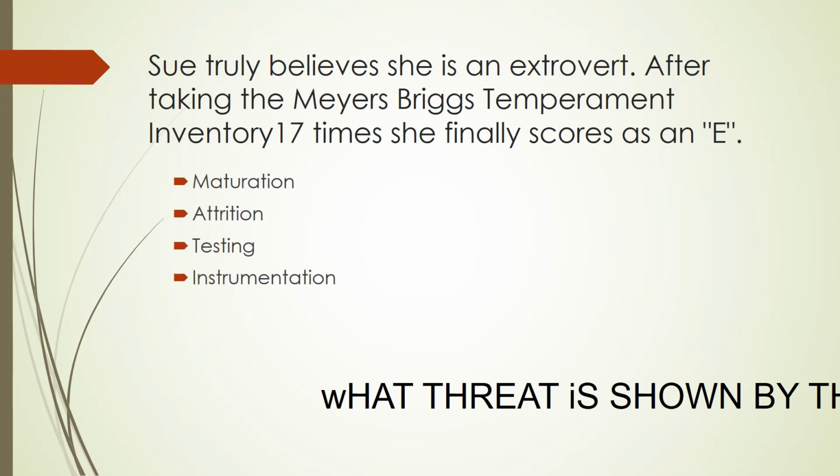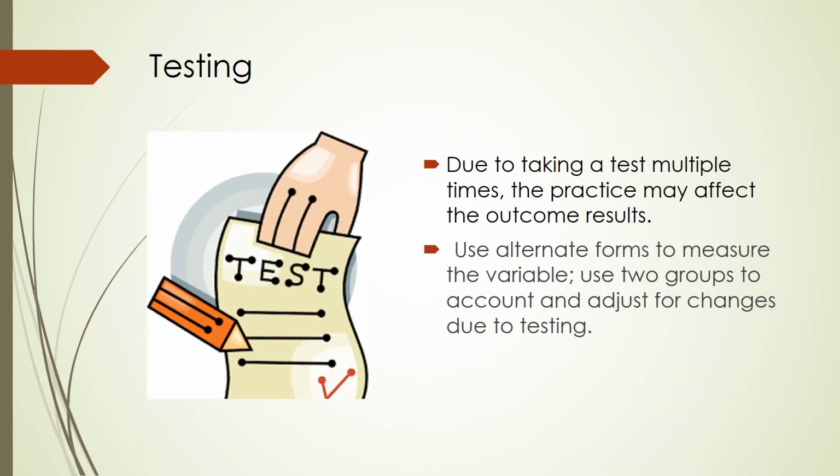Sue truly believes that she is an extrovert, and after taking the Myers-Briggs temperament inventory 17 times, she finally scores as an E. Is this maturation, attrition, testing, or instrumentation? Which threat would this possibly be? Testing. Due to taking a test multiple times, the practice may affect the outcome results.